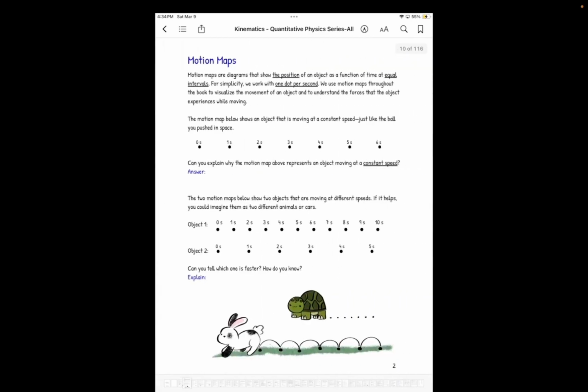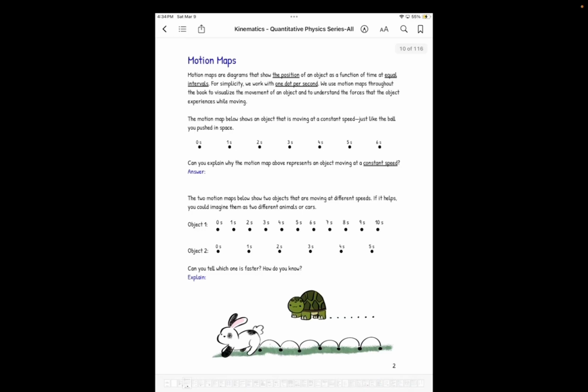Motion maps are diagrams that show the position of an object as a function of time at equal intervals. So it could be any type of intervals, but at this time in this part of the book, we are going to imagine one dot per second, okay? Okay. So what do you think about the motion of this object?